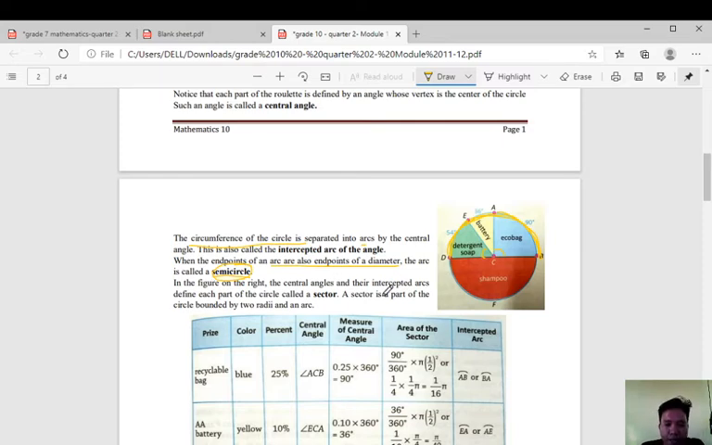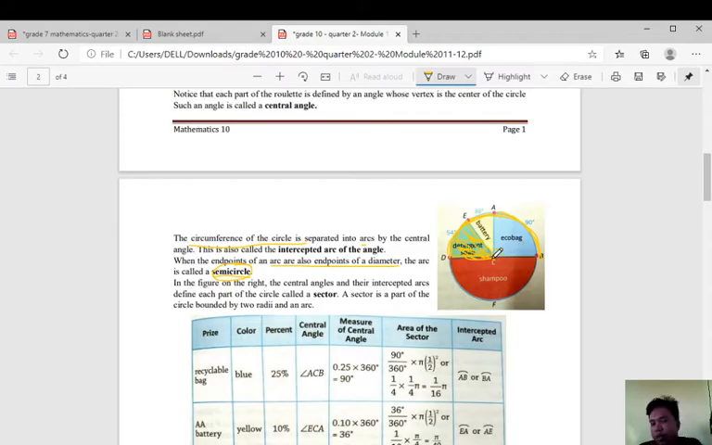In the figure on the right, the central angles under intercepted arcs define each part of the circle called a sector. So this part here, kani, which is the central angle under the intercepted arc. So, muna yung central angle. This is the intercepted arc. Then, this part here, that part is a sector.